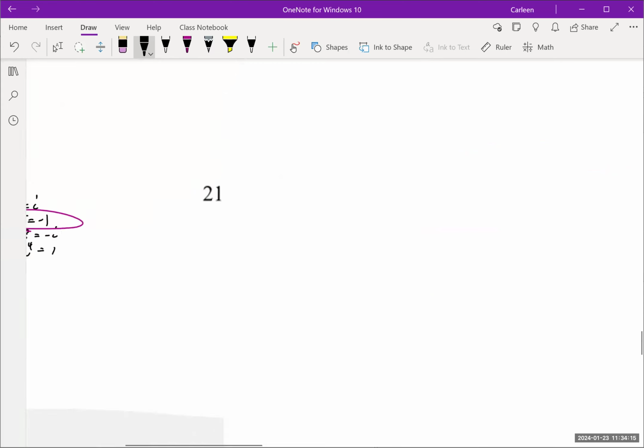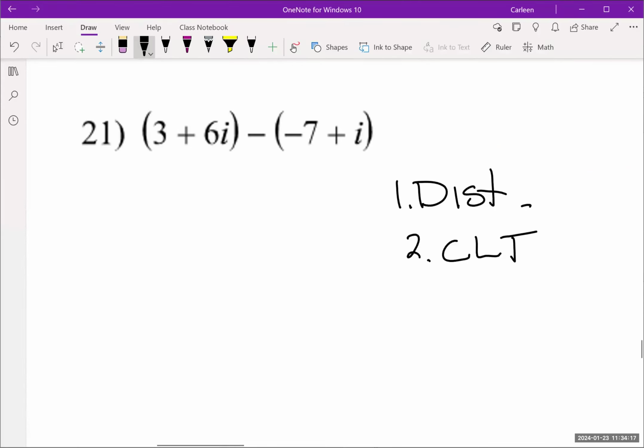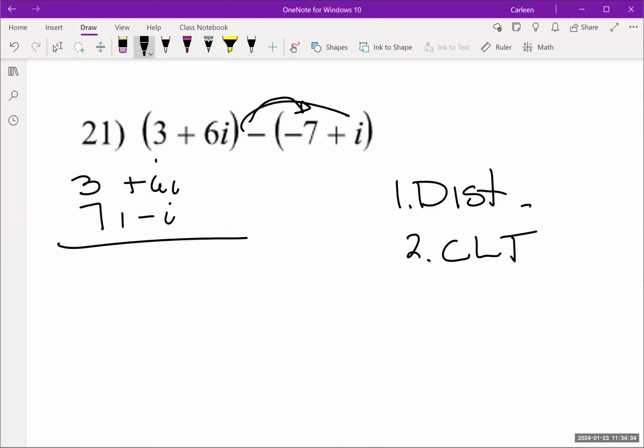Okay, so 20. 21 is completely different. There is a minus between there. So I'm going to distribute. So I'm going to have 3 plus 6i. I'm going to distribute. That's going to give me positive 7 minus i, or plus negative i. So step 1, distribute. Step 2, combine like terms. Notice, no box, no square, no box, because there's a subtract in the middle. 10 plus 5i.